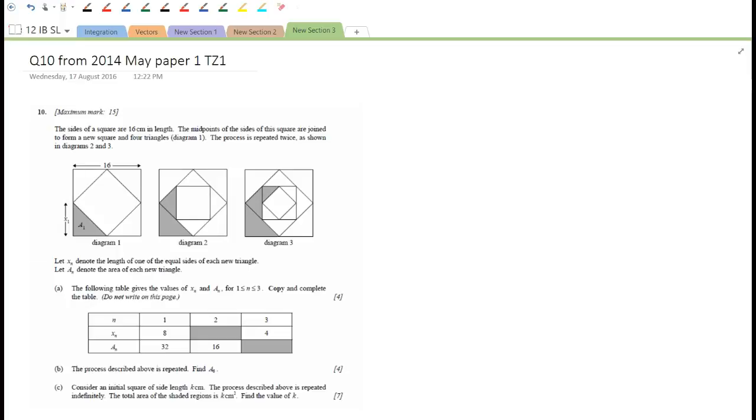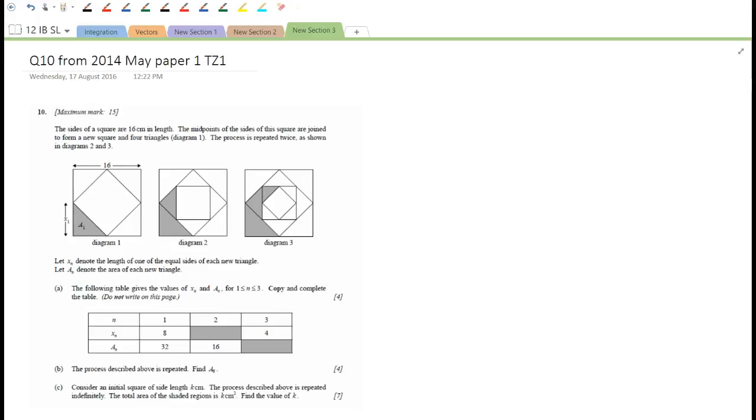Right, we're just going to work through question 10 from the 2014 May Time Zone 1, Paper 1. One we didn't quite get around to completing in class, so hopefully this YouTube helps with this one. So I've just snipped the question into my notepad here, and here it is.